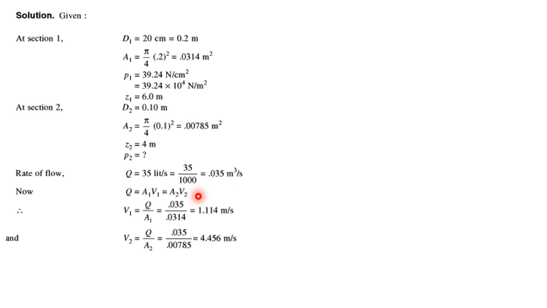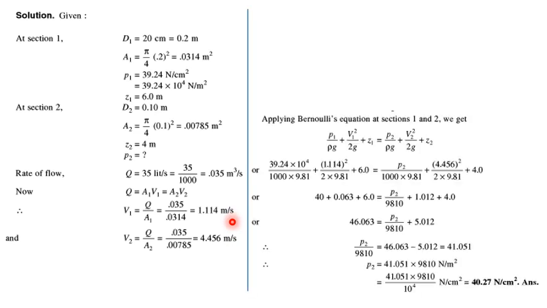And using continuity equation, we know discharge is equal to A1 V1, which is equal to A2 V2. So we can determine the velocities V1 and V2 by these formulas. V1 will be Q over A1 and V2 will be Q over A2. So we have these velocities in meter per second. Now we can apply Bernoulli's equation at section 1 and 2.